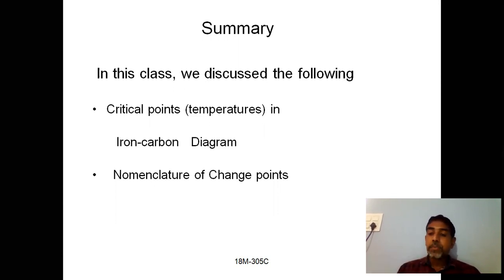And nomenclature of change points. We have named them A1, A2, A3, all these things, right? Also we have discussed what is meant by eutectoid steel, hypereutectoid steel, and hypoeutectoid steels. At 0.8%, it is eutectoid steel. If it is less than 0.8%, that is 0.008 to 0.8, then we call them hypoeutectoid steels. If it is more than 0.8%, that means 0.8 to 2%, we call them hypereutectoid steels. Hyper means more.